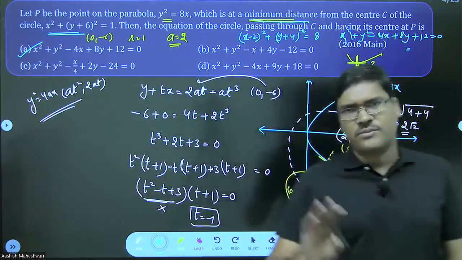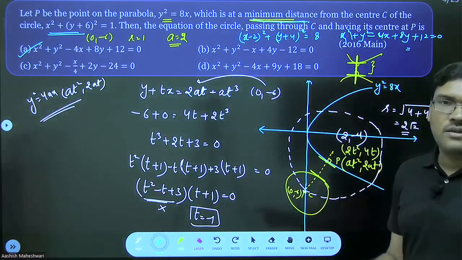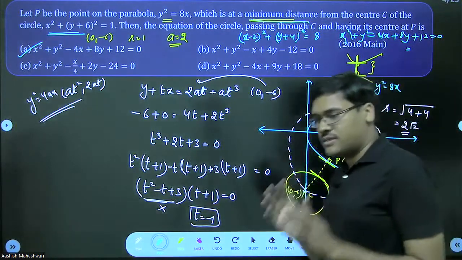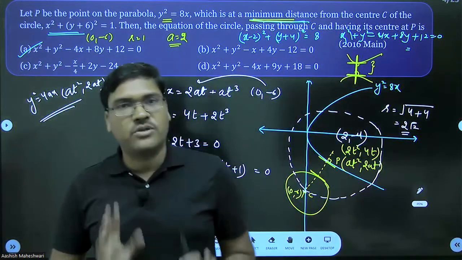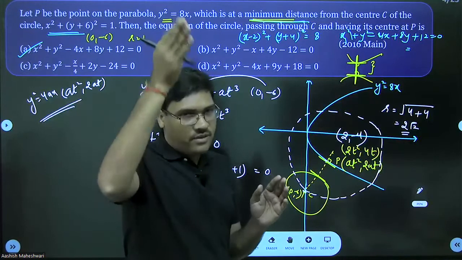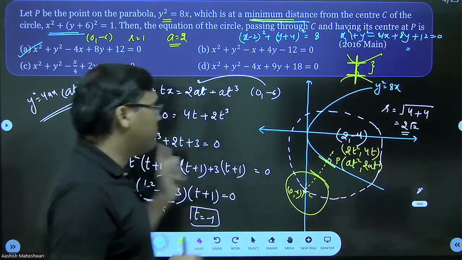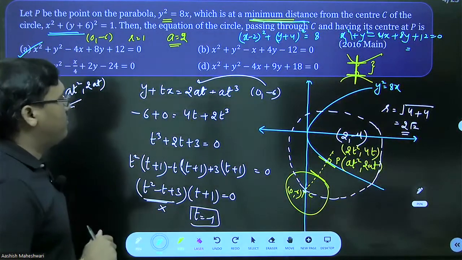So I hope you have understood this. Important point here is how we have written the shortest distance. What is the concept of shortest distance? Shortest distance lies along the common normal. So the line which is normal to both the curves, the shortest distance will lie along that line. Okay, so that is the important point which you have to remember from this question.